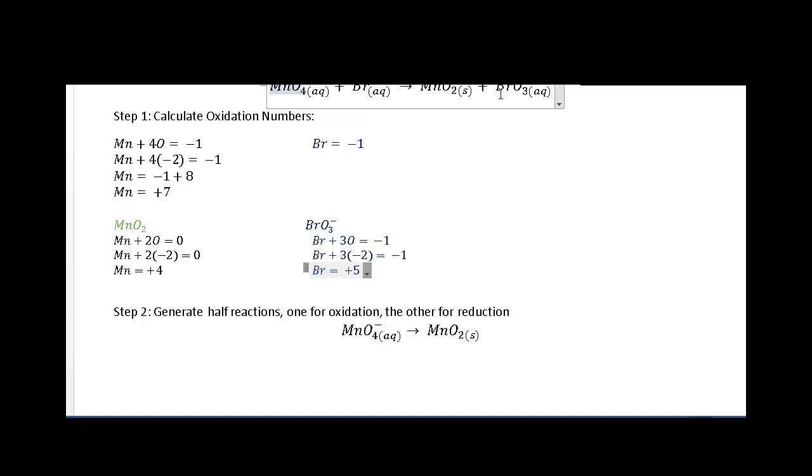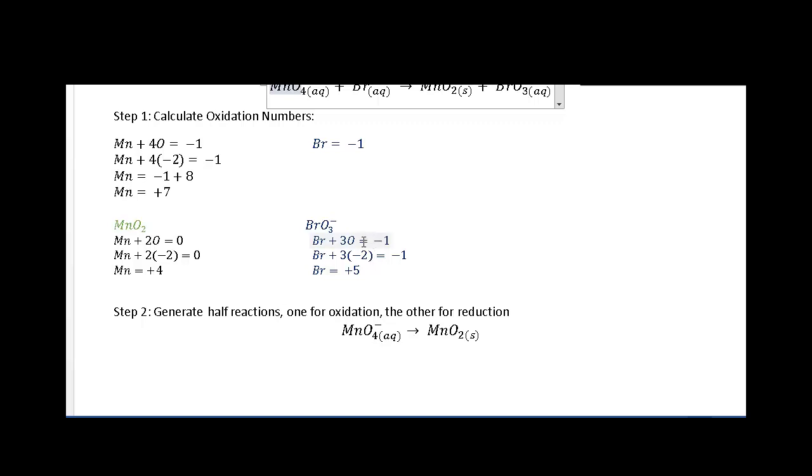And BrO3 minus, this is called bromate. Bromate ion, BrO3 minus. The oxidation number here of bromine is +5. So -1 for bromine on the reactant side. The oxidation number on the product side for bromine goes up to +5. So we're going down in oxidation number in one and up in oxidation number in the other one. This is a perfect example of a redox reaction.